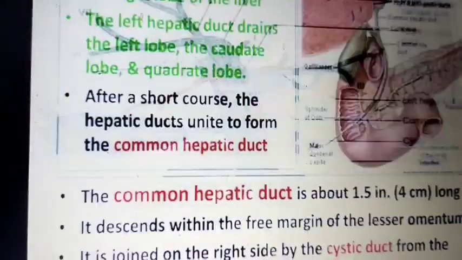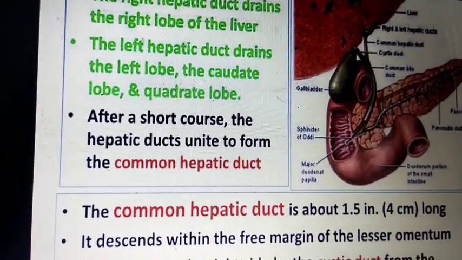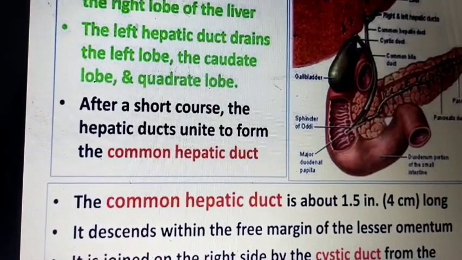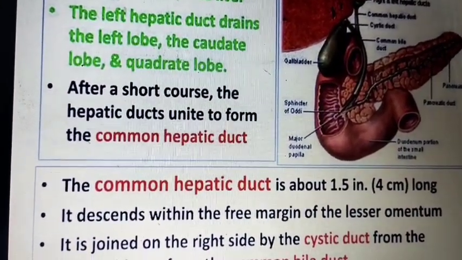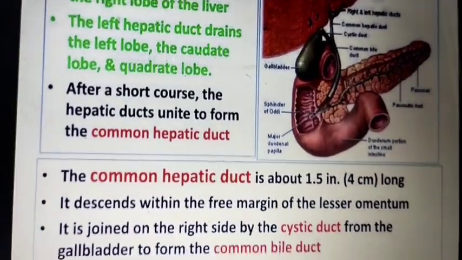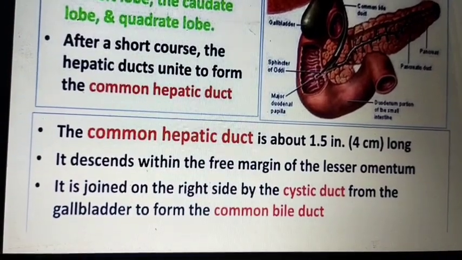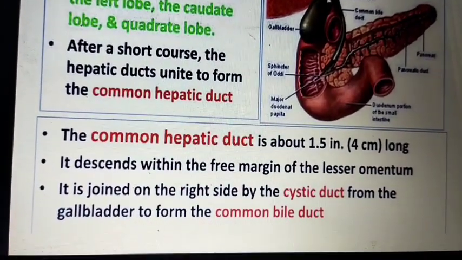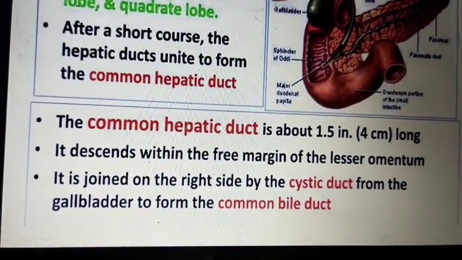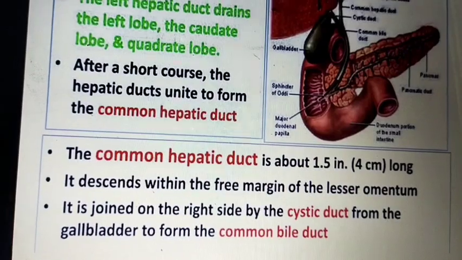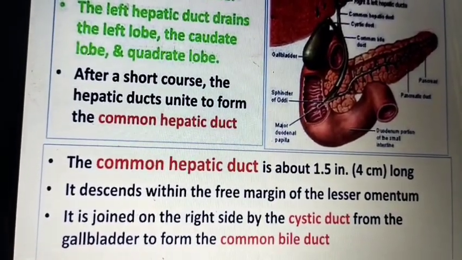Now the right hepatic duct drains the right lobe of the liver. The left hepatic duct drains the left lobe and the quadrate lobe. After a short course, the hepatic ducts unite to form the common hepatic duct. As I already said, the common hepatic duct is about 4 cm in length. It descends within the free margin of the lesser omentum and is joined on the right side by the cystic duct from the gallbladder to form the common bile duct.